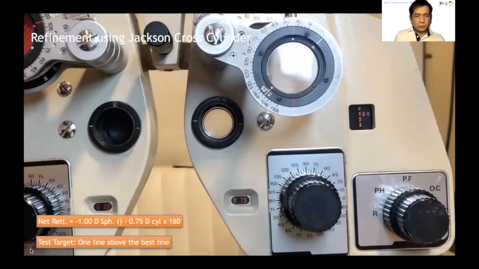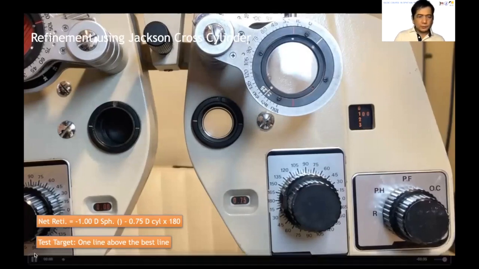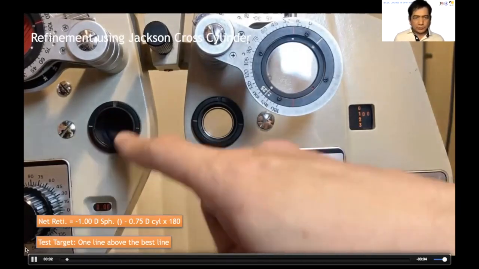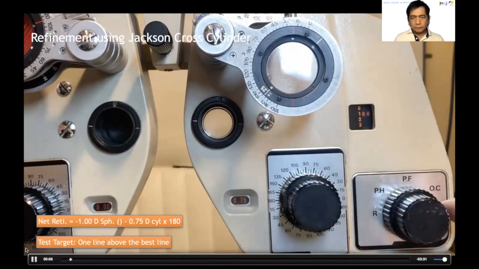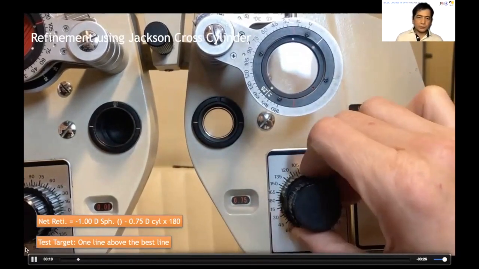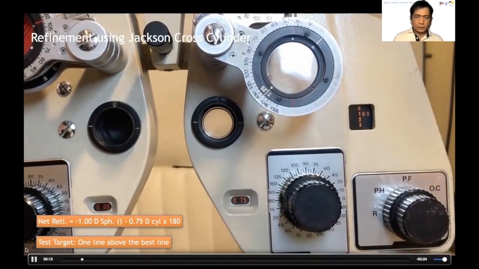At this point, I'll be showing you a video illustration on how to perform your Jackson cross cylinder using your phoropter. Initially, you have to make sure that the other eye is occluded because this is done monocularly. Then place in the phoropter your net retinoscopic findings or your best refraction. In this case, you have minus 1 diopter sphere combined with minus 0.75 diopter cylinder at axis 180. Then you ask the patient to look one line above the best line. That is your test target.